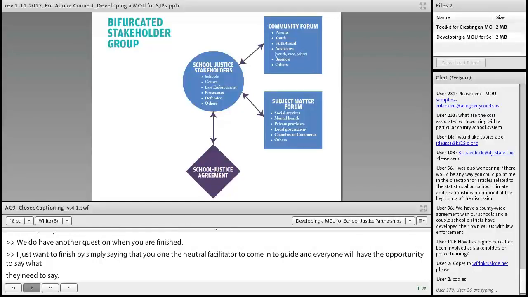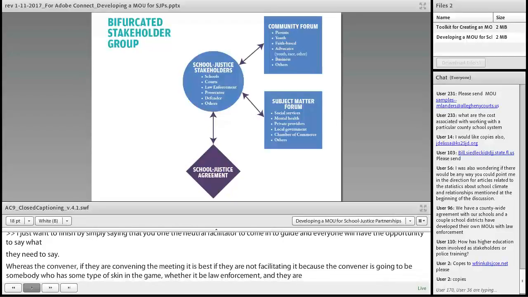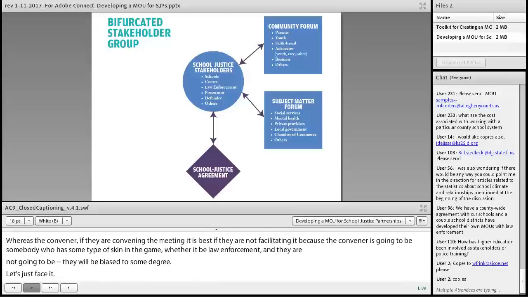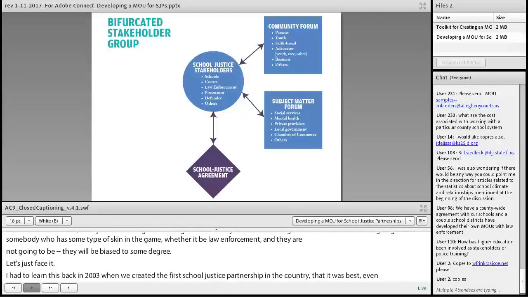I had to learn this back in 2003 when we created the first school justice partnership in the country, that it was best, even though I convened everybody, I give it to luck, not due to smartness, that I said, I'm going to bring in the head of our state advisory group to facilitate our meetings, okay?